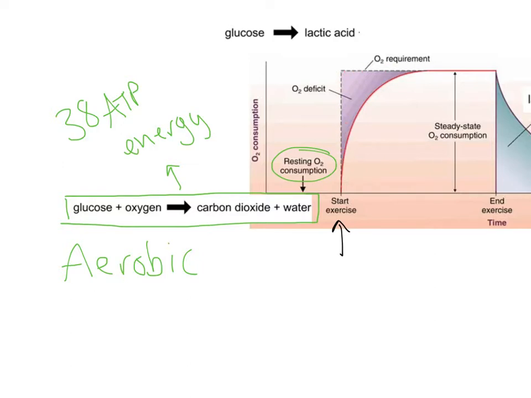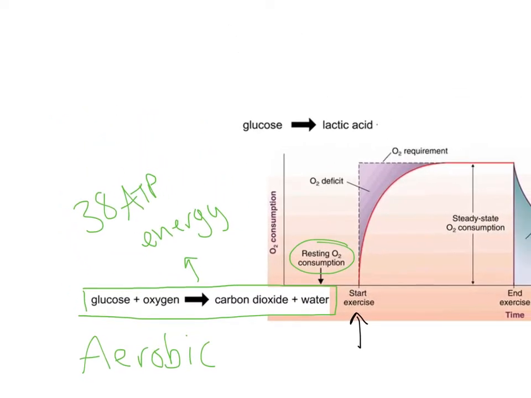That purple box shows you the difference between what you need, the requirement, and what you're actually able to supply through increasing your heart rate, and with it your breathing rate. And so we build up what's called an oxygen deficit. And the problem is that with a lack of oxygen, you can't carry out aerobic respiration. So you have to look at a different system, and the system we go to is this system.